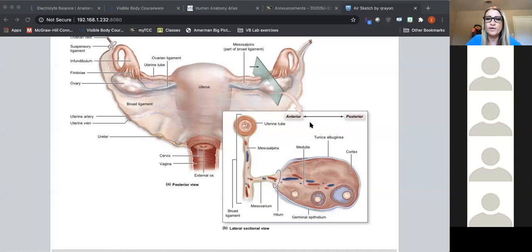Okay, so we're going to be talking about some ovarian follicles and then the ovarian cycle. So we cannot talk about oocyte and follicle development without talking about the ovarian cycle. And then we'll actually merge this together with the uterine cycle as well.